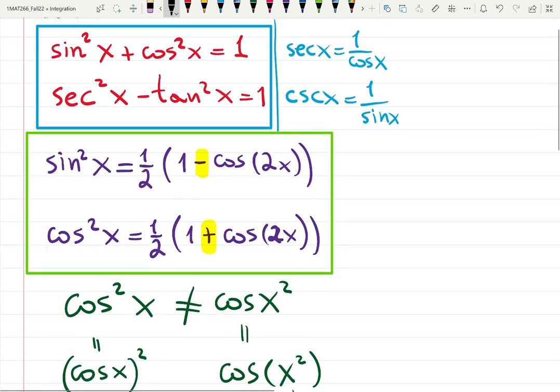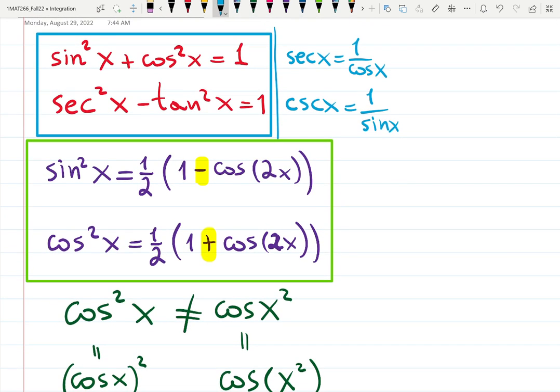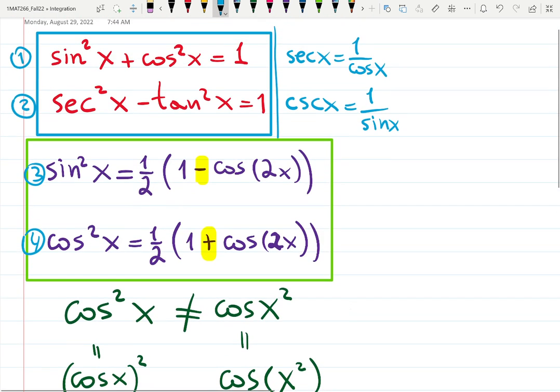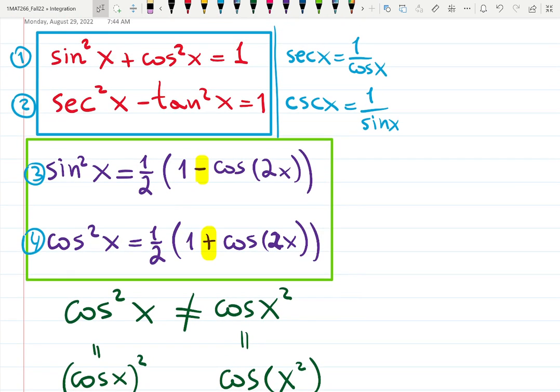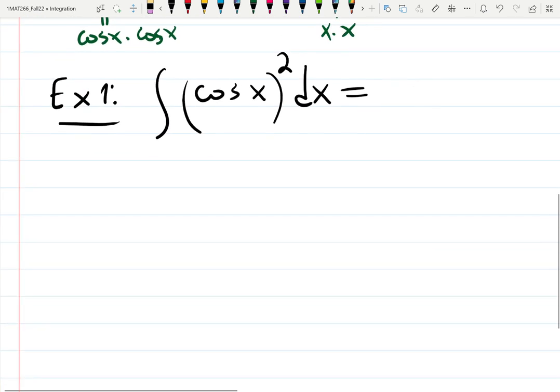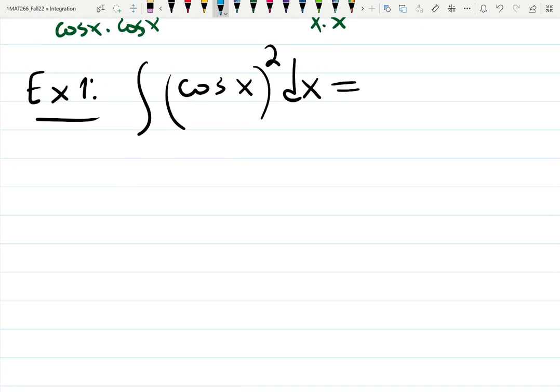Let's number them. This was number 1, 2, 3, 4. Which one should we use? The first one gives you cosine squared as 1 minus sine squared, and it's still hard. Number 4, we know how to integrate this, and we know how to integrate that. So I think the best one will be number 4. Let's try and see how it goes.